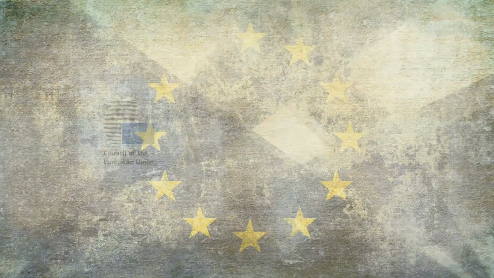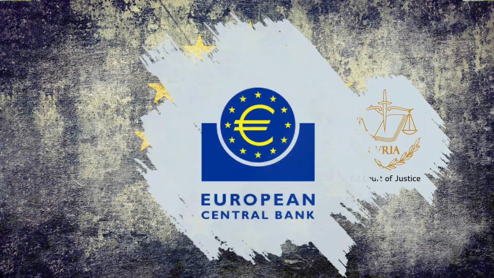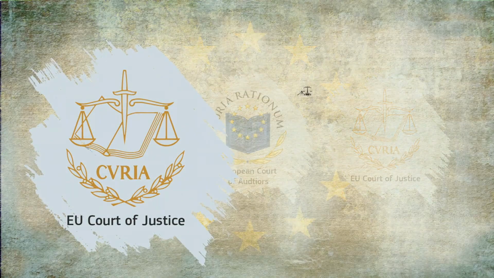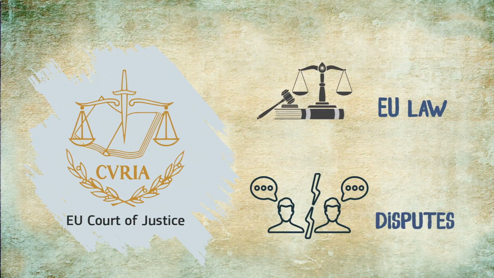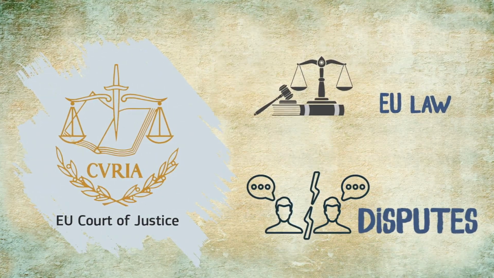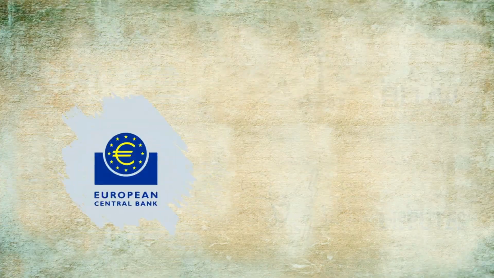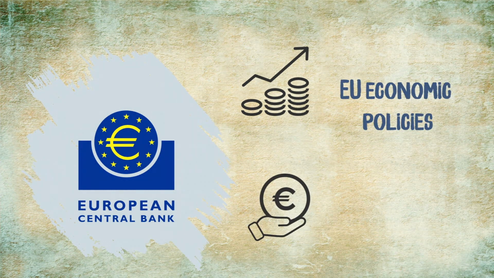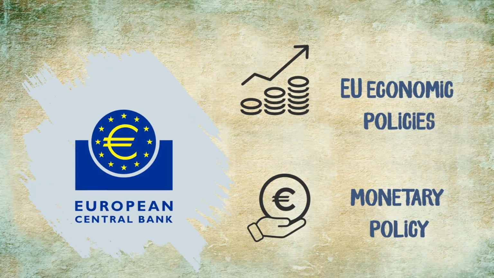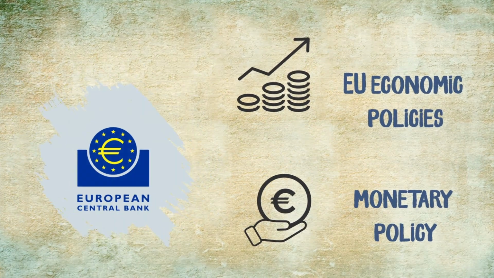The EU has 3 other important institutions. They are the European Court of Justice, the European Central Bank, and the European Court of Auditors. The European Court of Justice is responsible for interpreting EU law and ensuring that it is applied correctly in all member states. It can also make rulings on disputes between member states or between individuals and EU institutions. The European Central Bank supports EU economic policies and is responsible for monetary policy for the Eurozone. Most, but not all, EU countries are in the Eurozone because they use the euro, a shared common currency.